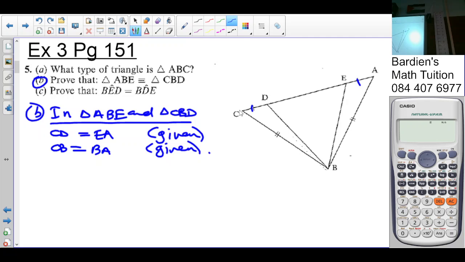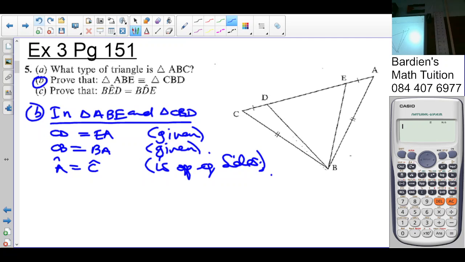Angle CBD is equal to angle ABE. Why? Vertically opposite angles are equal.